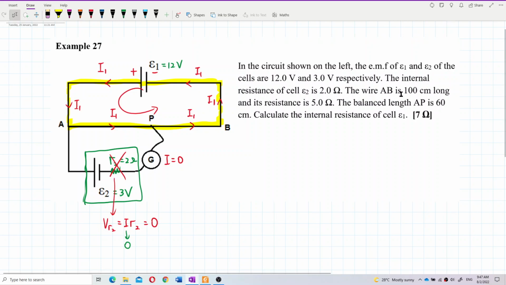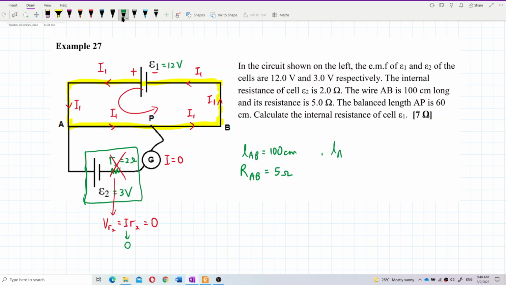Okay, and then the wire AB is 100 cm long and its resistance is 5 ohm. So as usual, AB is 100 cm long. So I can write that LAB is 100 cm long, whereas the resistance of AB is 5 ohm. Okay, and then the balance length AP is 60 cm. Let's write that down. Balance length AP is 60 cm long.